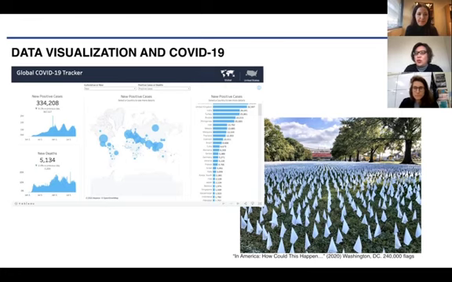Since early 2020, data visualizations have fulfilled many functions. They have assisted the public in assessing risk. COVID-19 infection rate graphs have allowed community members to make informed decisions about many aspects of their lives, such as when to schedule a doctor's appointment or go to the grocery store.